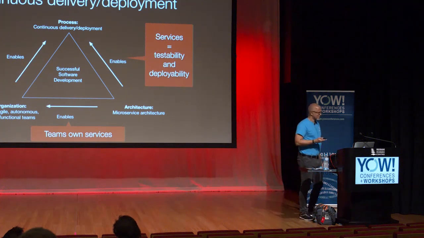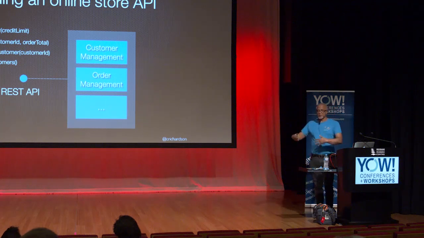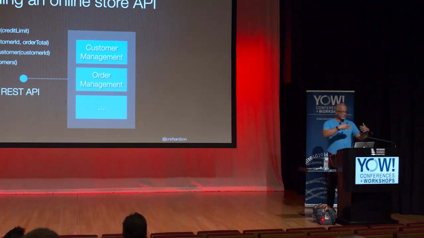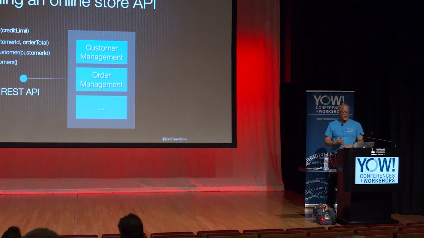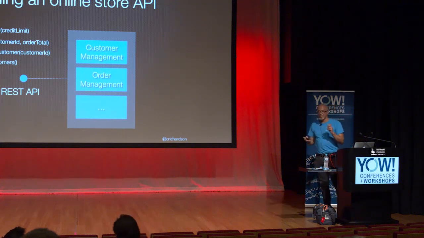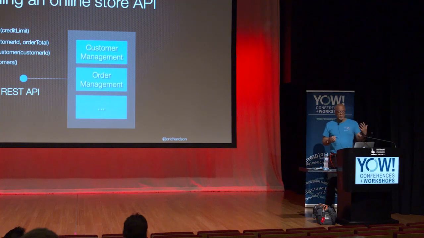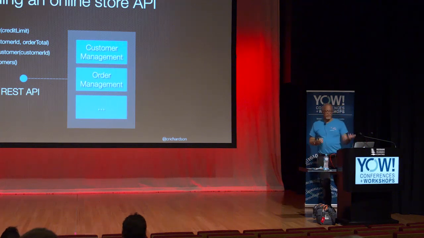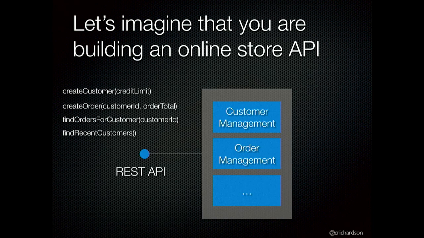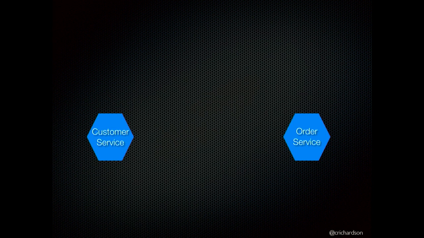So let's look at a simple example. Imagine that you're building an online store. That application will have APIs for creating customers, creating orders, and doing queries, retrieving customers, retrieving orders, and so on. So from the outside, it's going to implement that API. Now, internally, you could imagine that it will have a customer service that's responsible for all of the operations on a customer. It would also have an order service that's responsible for all operations on an order.